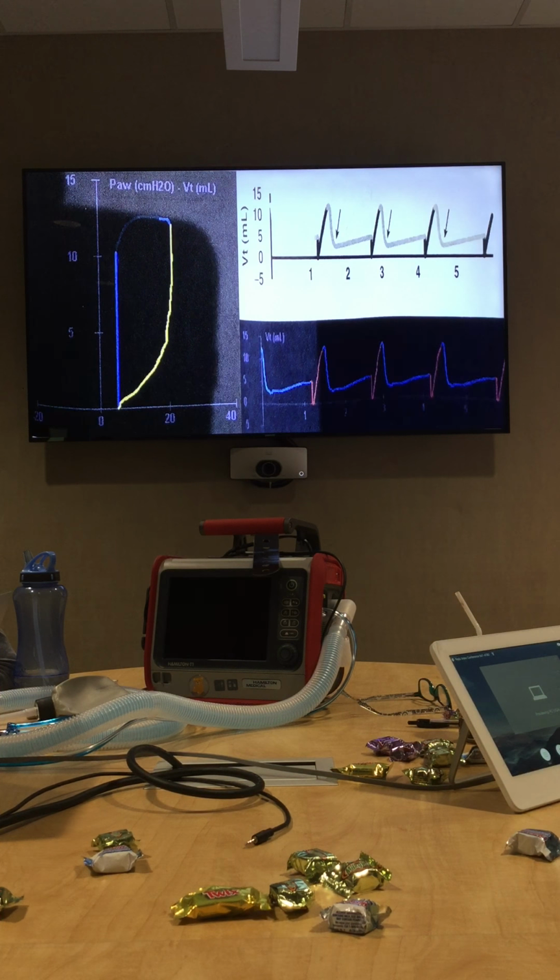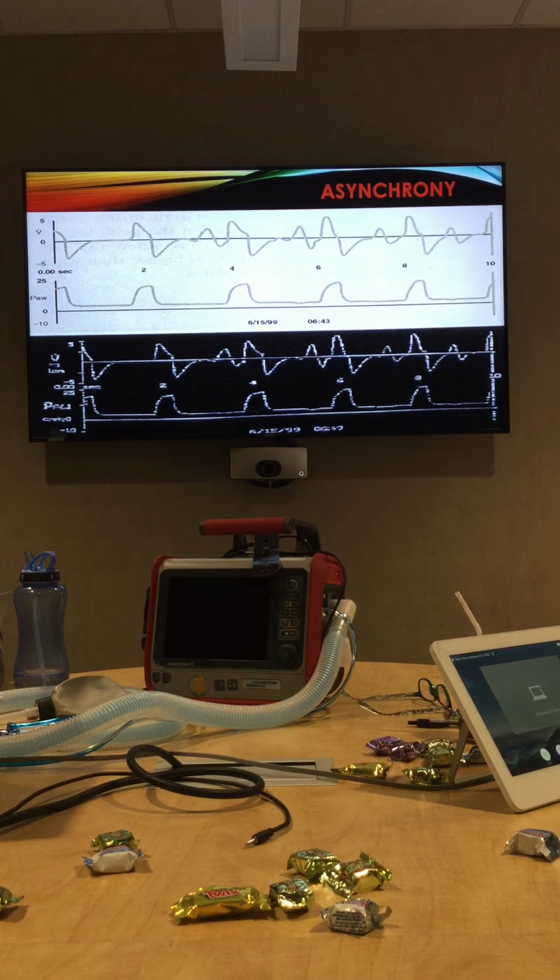So what can you do to help them a little bit? You can reposition them, and hopefully that'll help a lot. Sometimes you might have to re-intubate them, but we try not to do that if we don't have to.